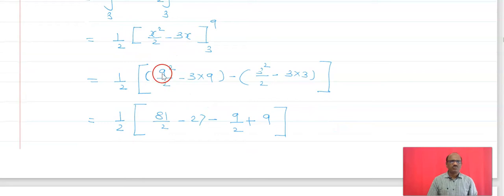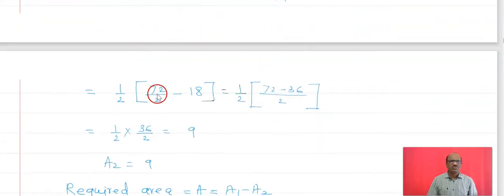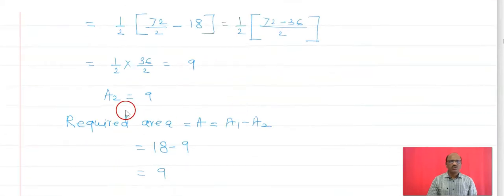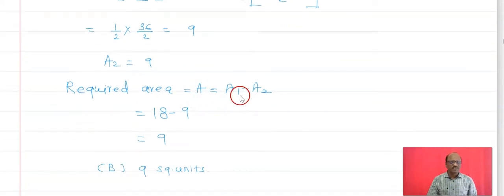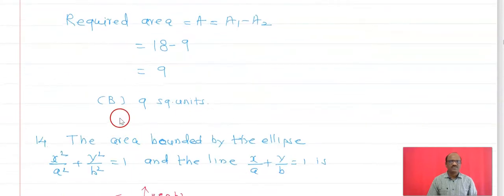Therefore, you will get 1 upon 2. 9 raised to 2 means what? 81 upon 2. 3 into 9, that is 27. 3 squared means what? 9 by 2. And here minus minus will become plus. 3 into 3 is 9. Therefore, you will get 1 upon 2, 72 upon 2 minus 18, that is equal to 1 upon 2 in bracket 72 minus 36 upon 2. Overall, you will get 1 upon 2 into 36 upon 2, that is equal to 9. Therefore, A2 is equal to 9. Therefore, the required area A is equal to A1 minus A2, that is 18 minus 9, that is equal to 9, and hence option B is the correct one.